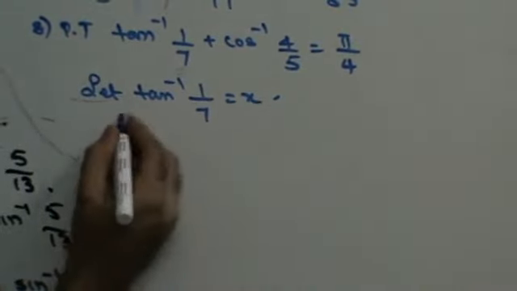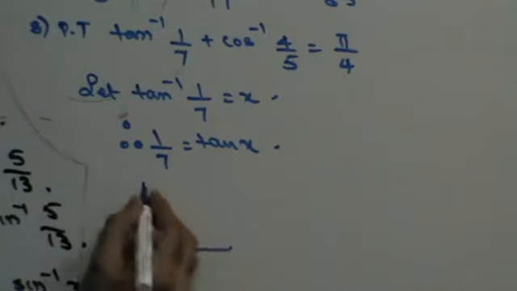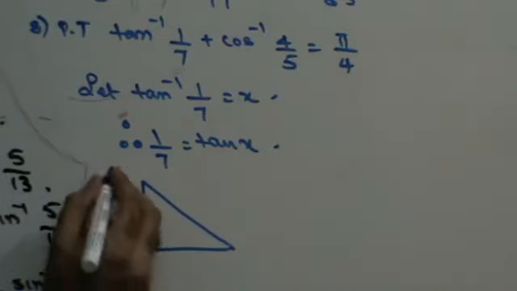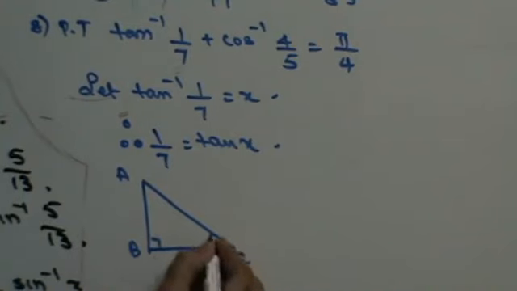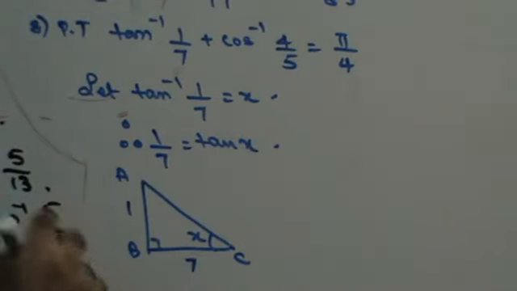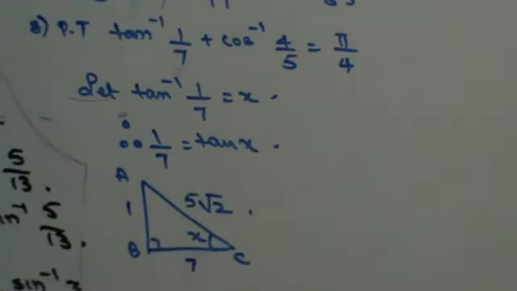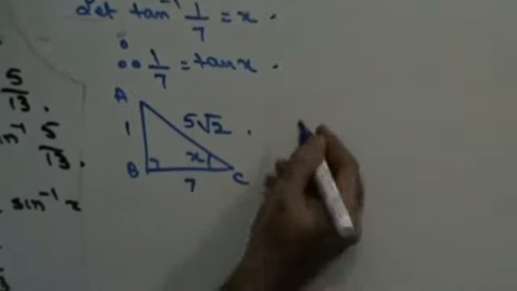Let tan inverse of 1 by 7 be equal to x. Therefore, I can say that 1 by 7 will be equal to tan x. Right? Draw a right angle triangle, 90 degrees. Let angle C be equal to x. Tan is opposite upon adjacent. 49 plus 1 is 50, which is 5 root 2. Right? So my hypotenuse is going to be nothing but 5 root 2. Right? Next, let's see this.